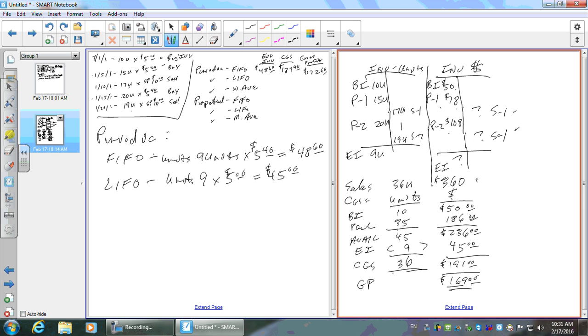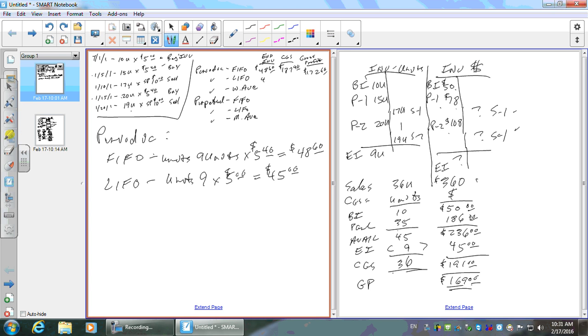Okay? So all I do is I would plug in my $45 for inventory, my $191 for cost of goods sold, big deal, and my $169 is it for gross profit. Everybody good? Let's do weighted average. Okay, what's a weighted average going to look like? How many units do I have? 9 in ending inventory, right?